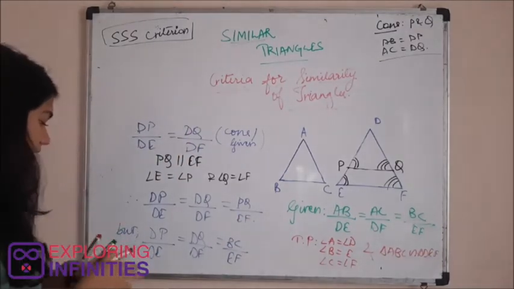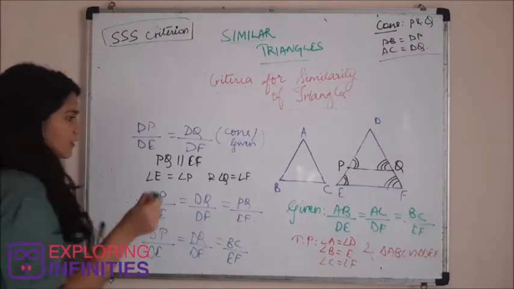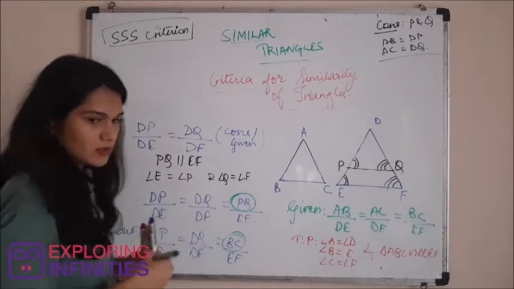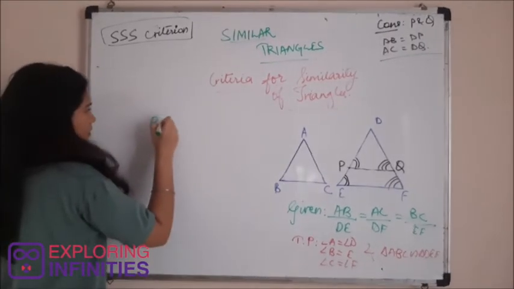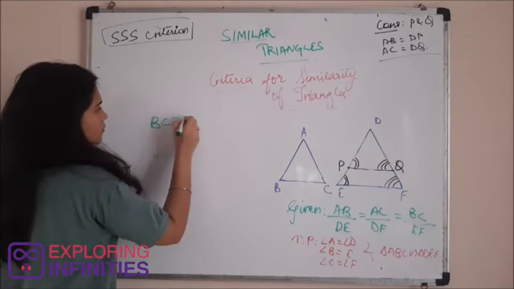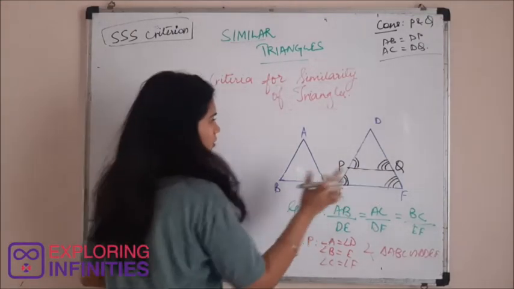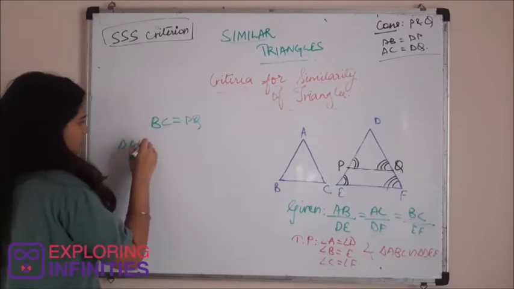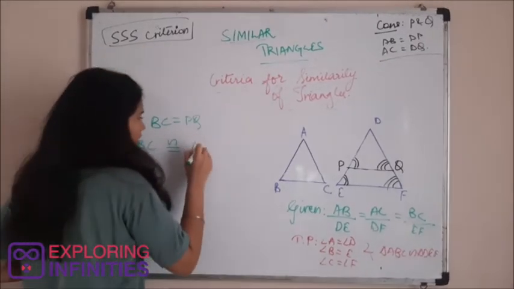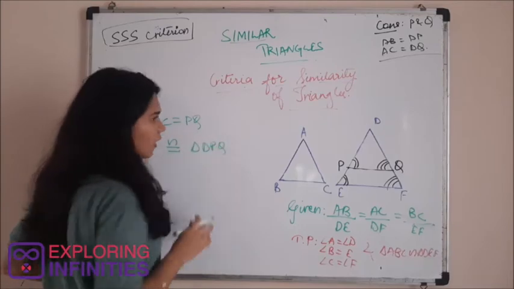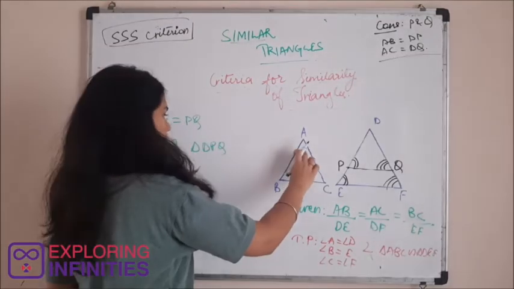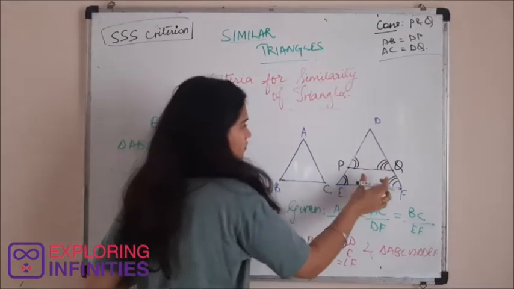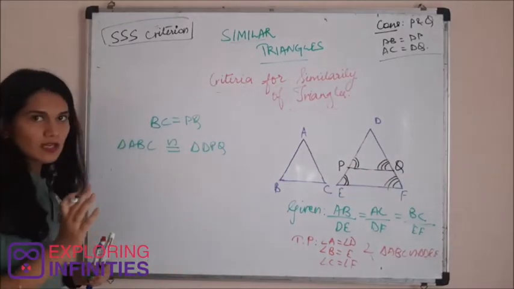So therefore we can say from this that PQ is equal to BC. So BC equals PQ. So you can say that triangle ABC is congruent to triangle DPQ. How? AB is equal to DP, AC equals DQ and BC equals PQ. So these 2 triangles are congruent.